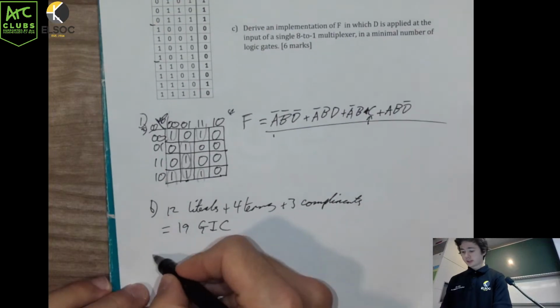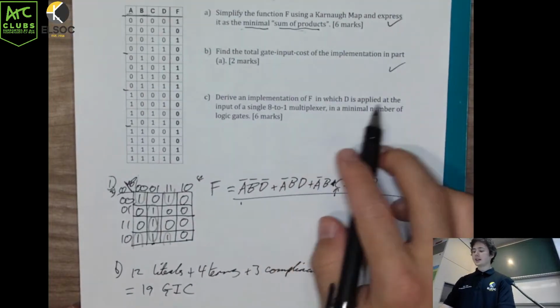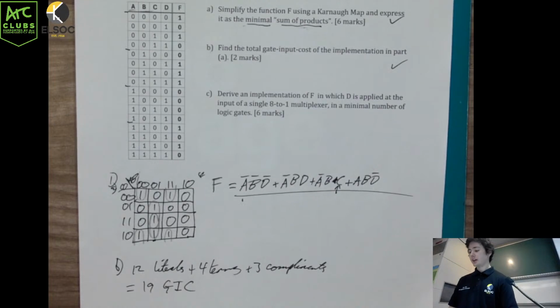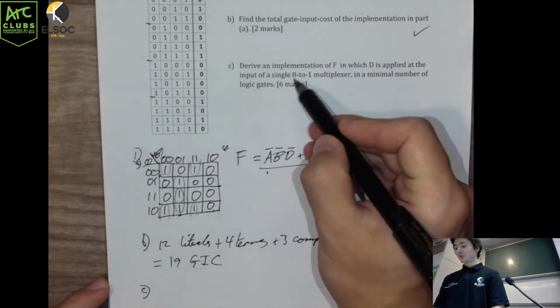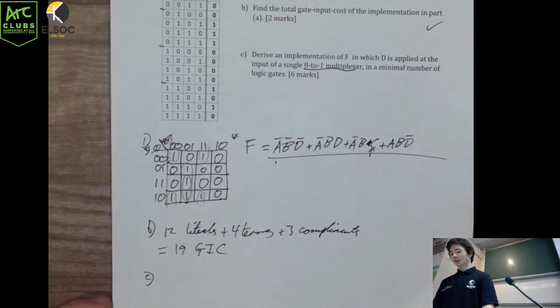All right. So, part C. Derive an implementation of f in which d is applied at the input of a single 8-to-1 multiplexer in a minimal number of logic gates. Now, this is a very funny question. I did it a little bit beforehand to do a little bit of a preparation of this session, and we love multiplexers. Why? Because we can use them rather goofily.